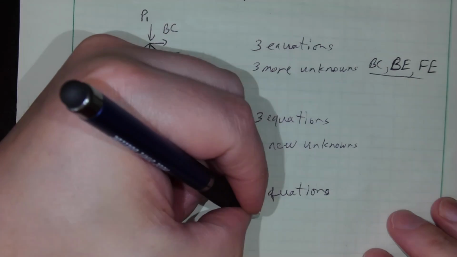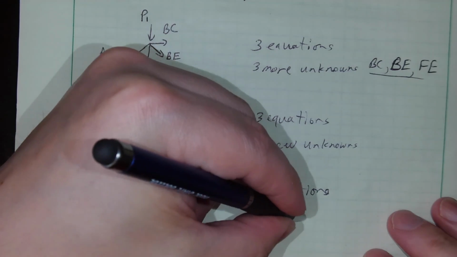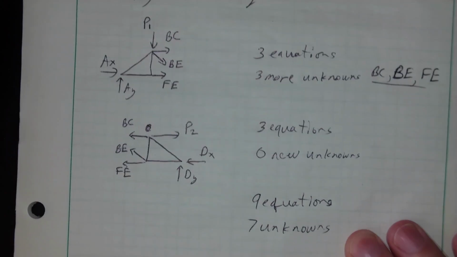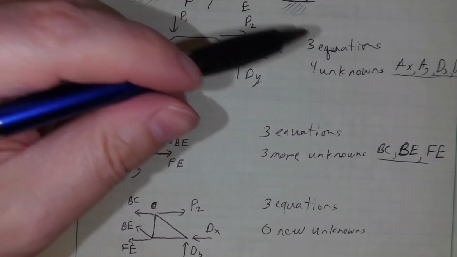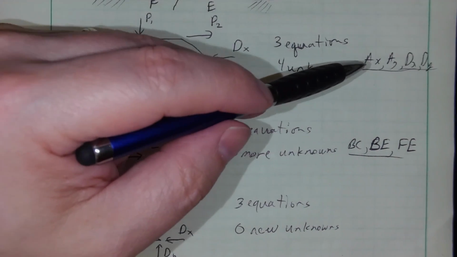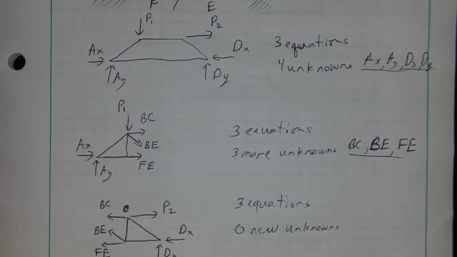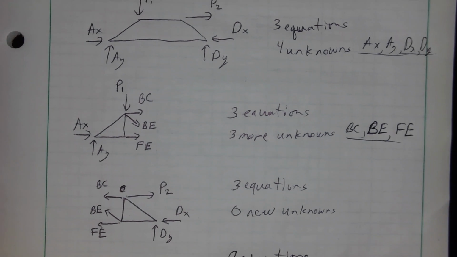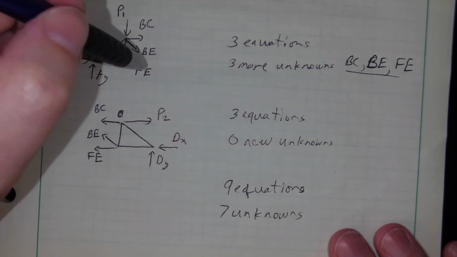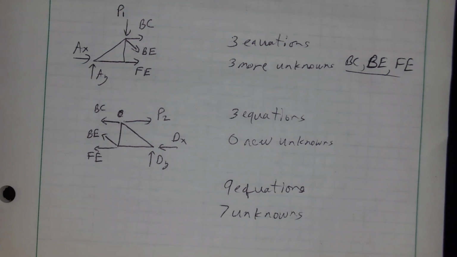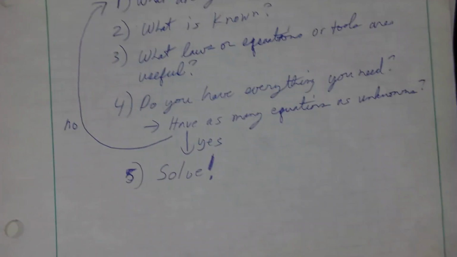And I only have 7 unknowns. So it's okay that I couldn't find my reactions initially. I can go ahead and write my 3 equations. I can probably find 1 or 2 of them, maybe up to 3 of them, but I won't be able to find all 4. But if I continue to draw free body diagrams, I continue to write more equations, I can get to a point where I have more equations than unknowns. Hopefully that kind of helps.